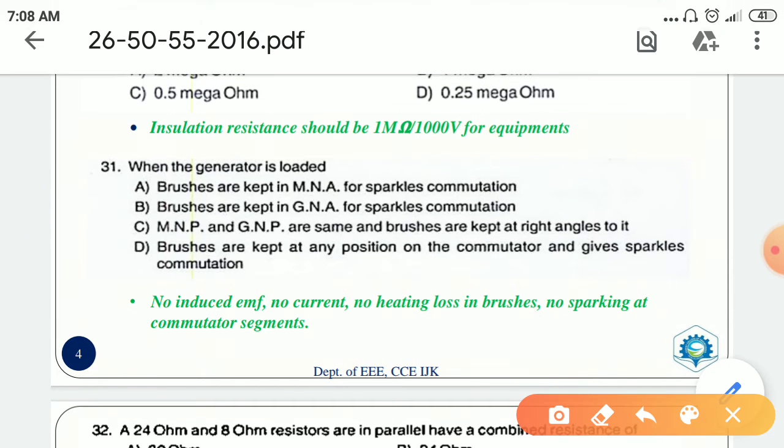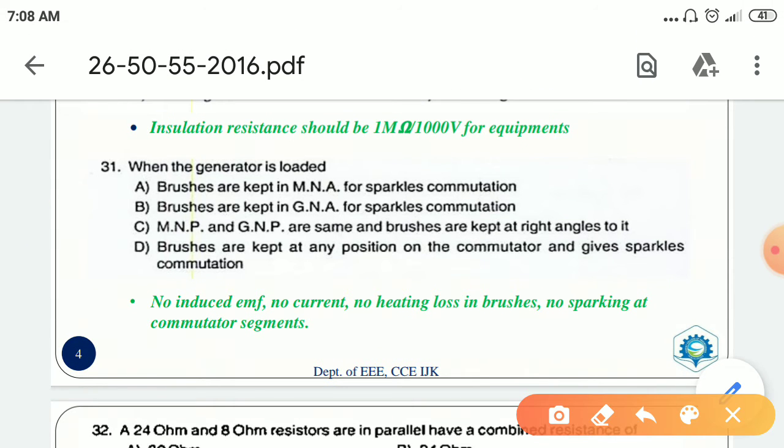When the generator is loaded, the options are: brushes are kept in MNA for sparkless commutation, GNA for sparkless commutation, MNP and GNP are same and the brushes are kept at right angles to it, and the last one is it is kept in any position to get sparkless commutation.